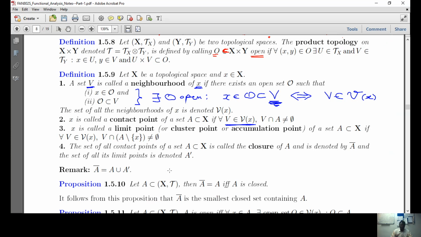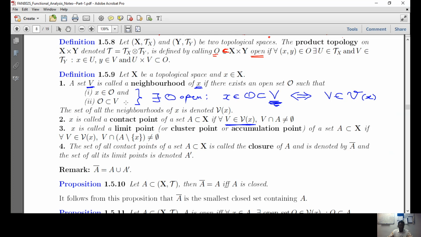Okay, so a set V is called a neighborhood of X, X being an element of capital X, which is the underlying set, as you can see here, in a topological space. So V is a neighborhood of X if there exists an open set O such that X is in O and O is contained in V.